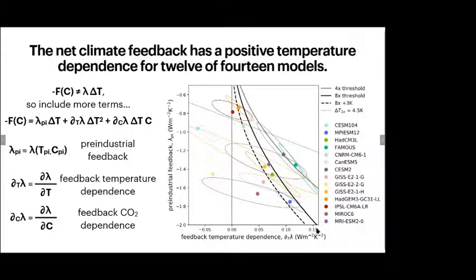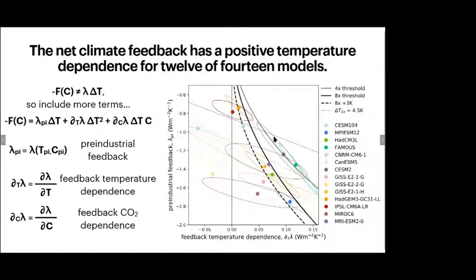We have the feedback temperature dependence versus the pre-industrial feedback here. If the feedback temperature dependence is positive, you end up warming more than you would otherwise. You can see that that's the case for most of the models. And in particular, if the feedback temperature dependence is large enough for a given CO2 level, then you enter into a runaway where more warming increases your feedback more, gives you more warming, and increases your feedback more, and you get runaway warming, you lose your stable state. And these solid lines give those thresholds for 4x and 8x CO2.